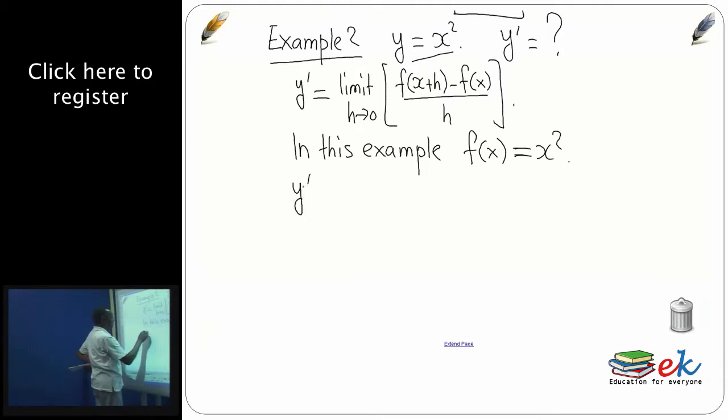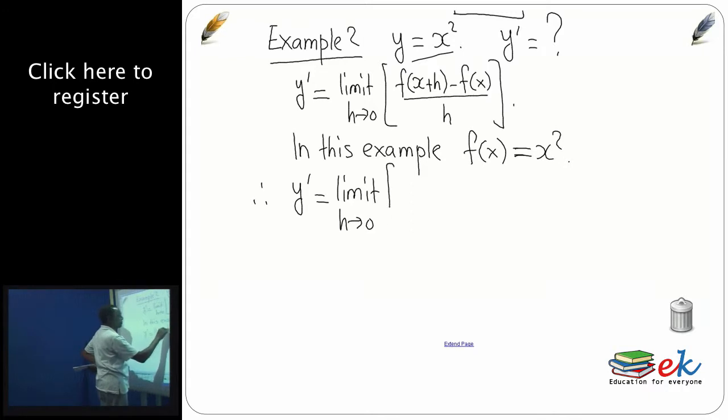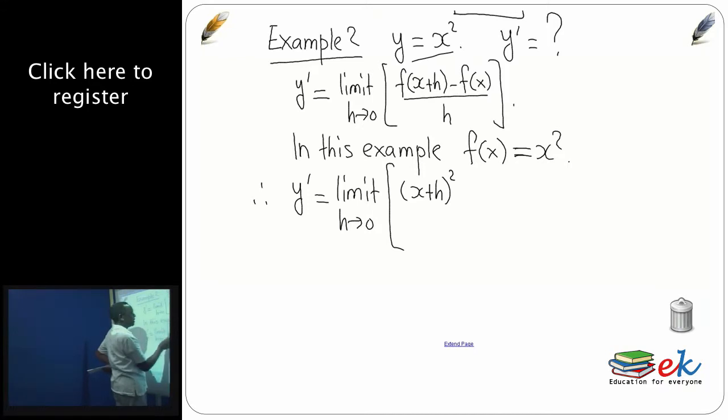Therefore y dashed is equal to the limit as h approaches 0. Now f of x plus h is simply going to be x plus h squared, because that is what f does. f actually squares the variable which is inside, and the variable there is x plus h, so it squares it. And then minus f of x, which is minus x squared, divided by h.